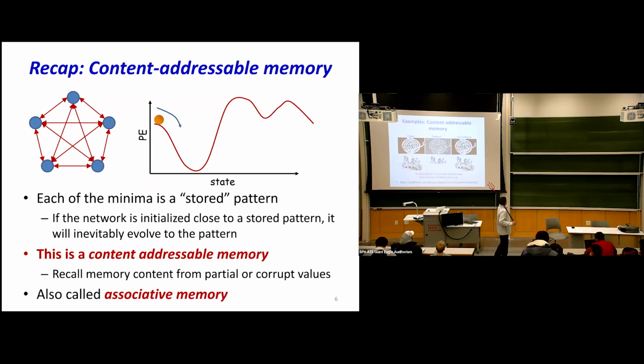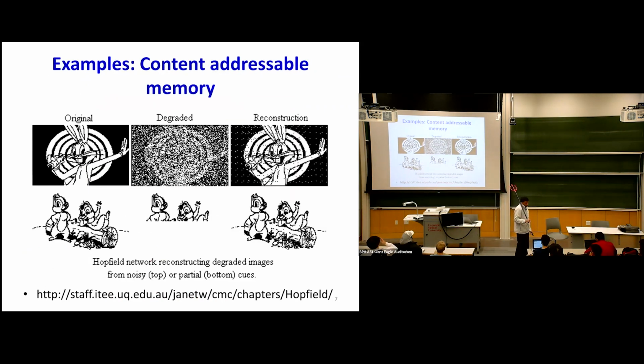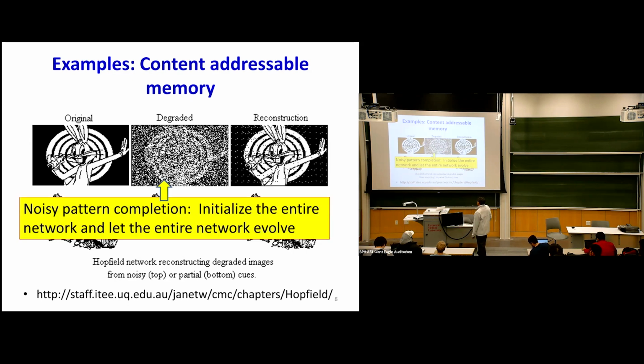You could initialize the network with some degraded version of some pattern, and it's going to evolve, and it's going to recall the pattern that you stored. And this could be either just a noisy version of a pattern, in which case it would clean up the noise, or it could be an incomplete pattern, in which case it would perform pattern completion. So this was noisy pattern, initialize the network and let the entire network evolve.